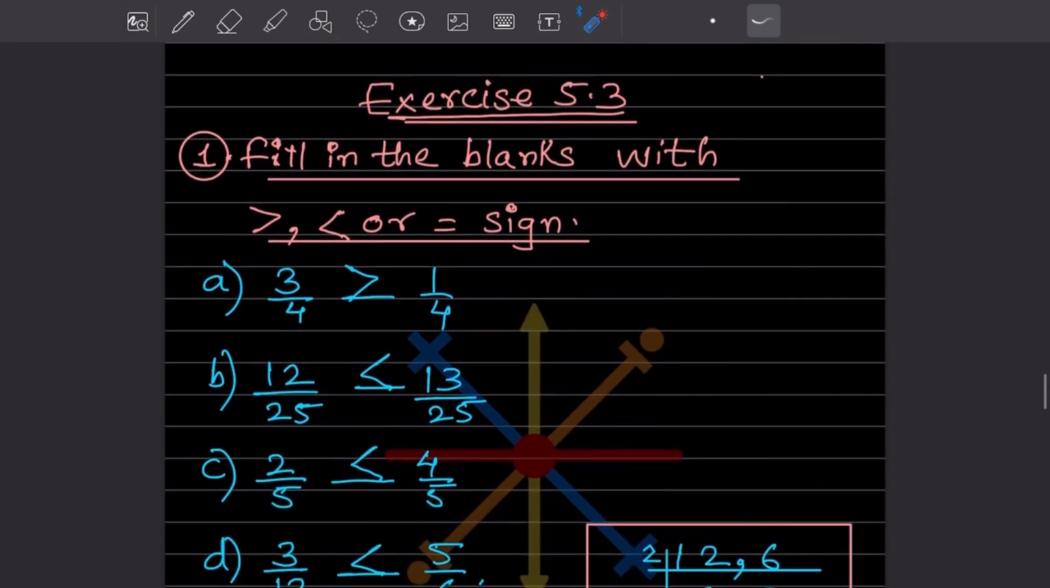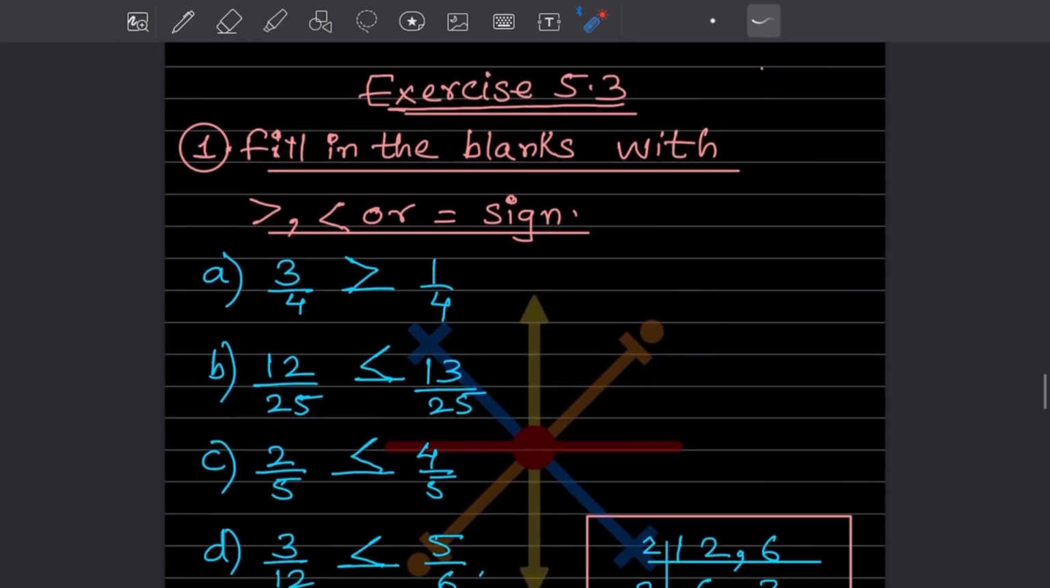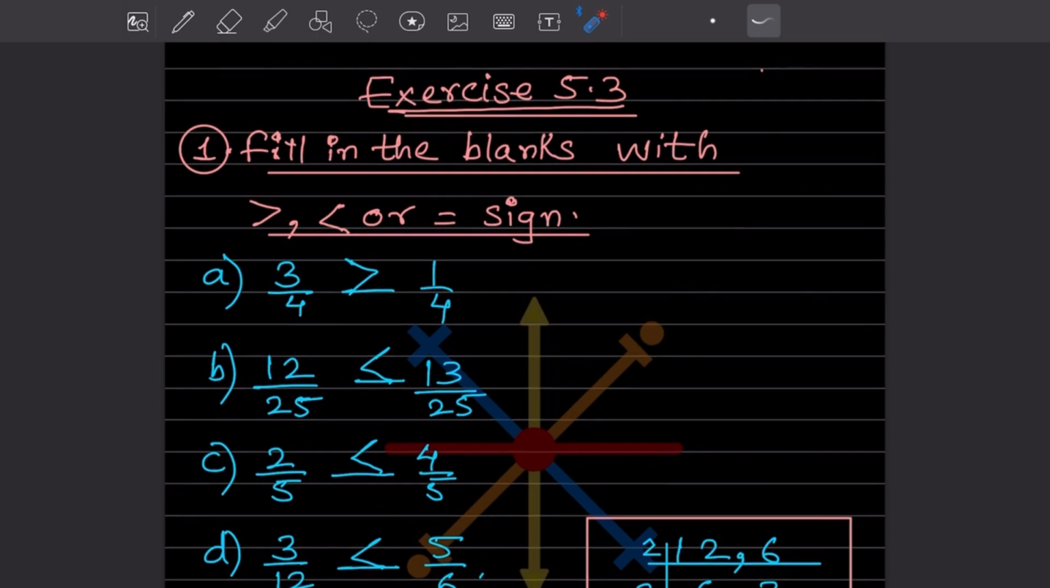Now we will go for the next question, exercise 5.3, filling the blanks with greater than, less than, or equal to. This also I have told you. Now see here, many of them again get confused. Now this is greater or less than.